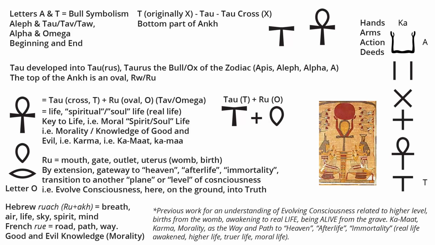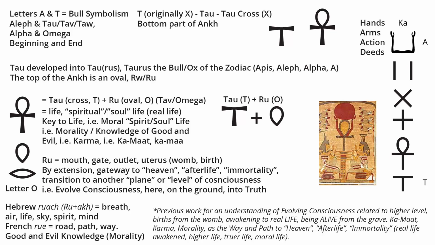And the bull ox comes from Apis, Aleph, Alpha, and A. Or it developed into that aspect of symbolic correspondence in our reality, where we developed language, letters, Aleph, Alpha, and A, from that original symbolism of the head of the bull, or cow. So the top of the Ankh is an oval, which is Ru. The Tau cross, the T, plus the Ru oval O, is the Tav and the Omega.